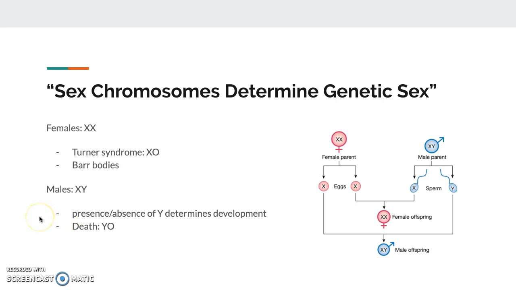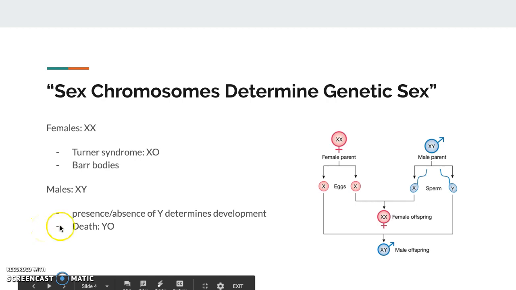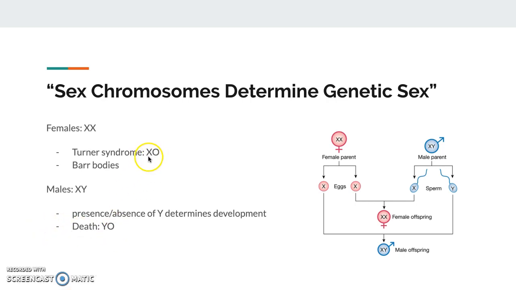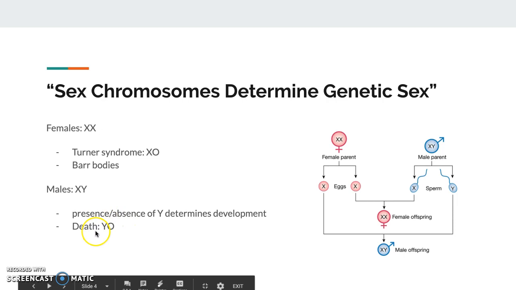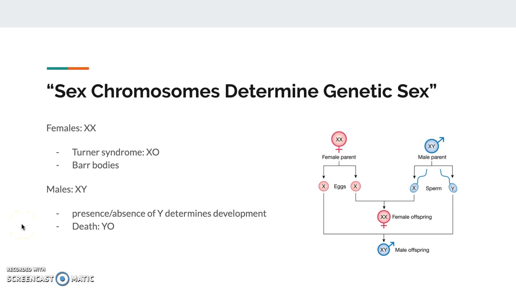Like we talked about, the presence or absence of this Y determines the development. And every living human needs an X chromosome. So in the case of Turner syndrome, X with nothing else will survive, but Y without an X will not survive, which is interesting because the larger X chromosome has some information in it that's required to live, basically. So Y with nothing is death, which is interesting. So we're going to move on here.